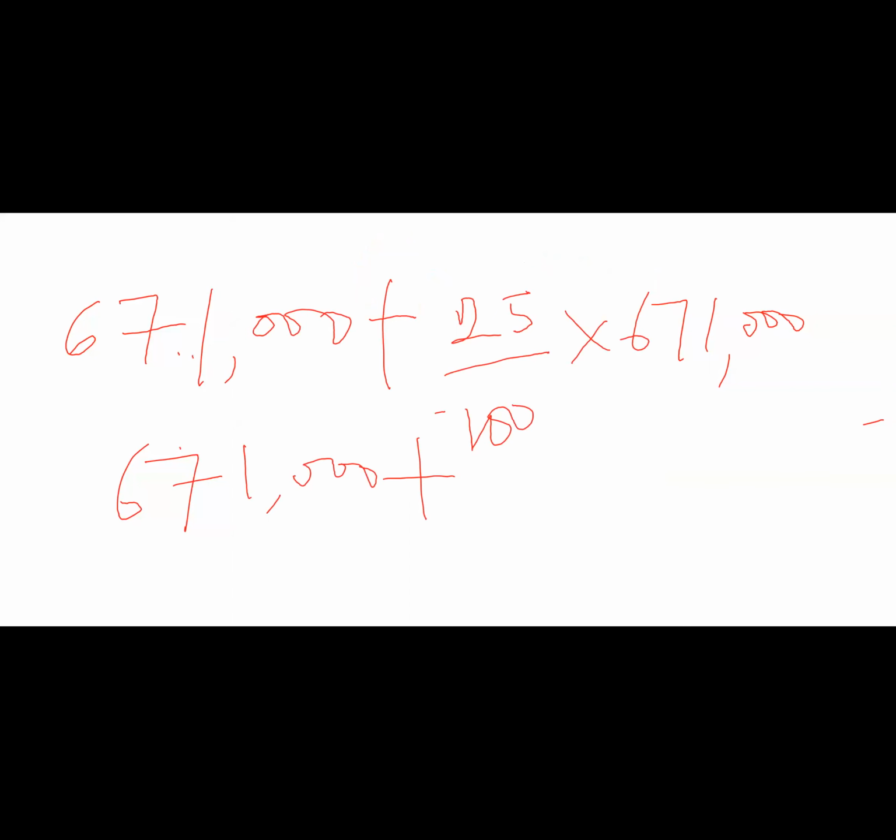Okay, what's the answer for 25 over 167? 167,750, right? Yes. So when you add them together, what's the answer? 838,750. You get it now?